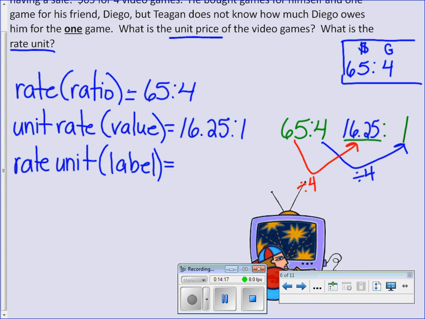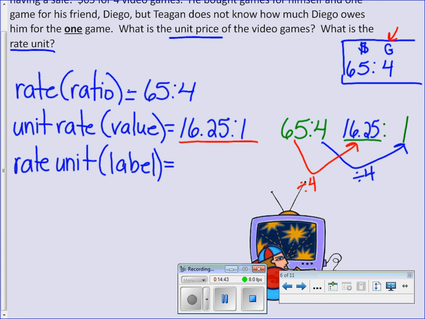Okay? So what words would we connect with that? What does that mean? You can always come back to your T too. That would help also. 16.25 for 1 game. I just want words. I don't want numbers. I just want labels. So let's think about it.